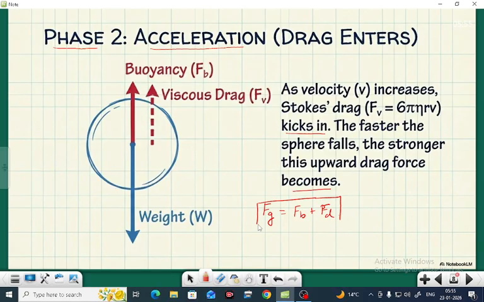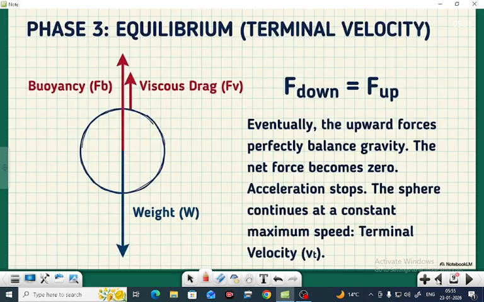So what we are getting here, as this is phase 2, as velocity increases, Stokes drag F equal to 6 pi eta Rv kicks in. The faster the sphere falls, the stronger this upward drag force becomes. Phase 3, equilibrium, terminal velocity. At phase 3 there will be equilibrium, and there we will get the terminal velocity. That is, see here, weight W is equal to force of buoyancy plus viscous drag.